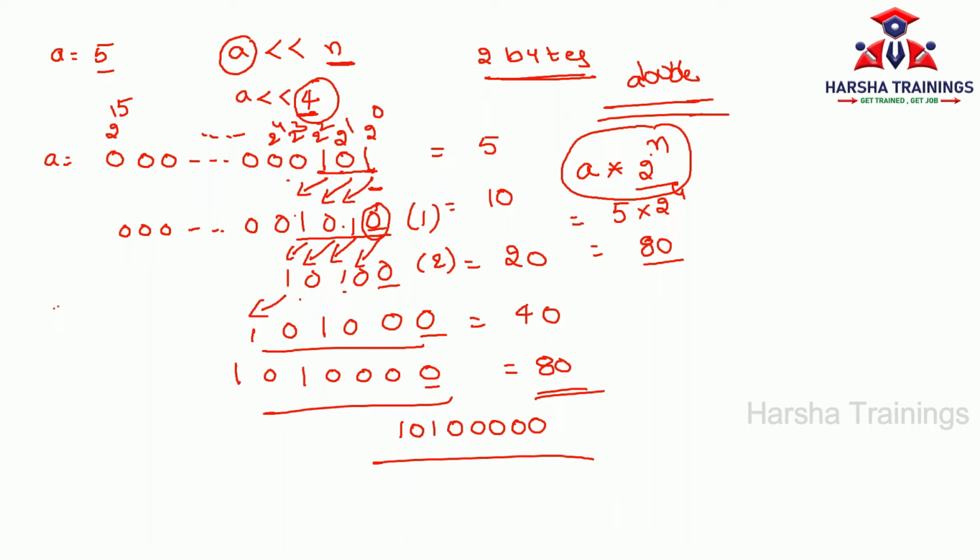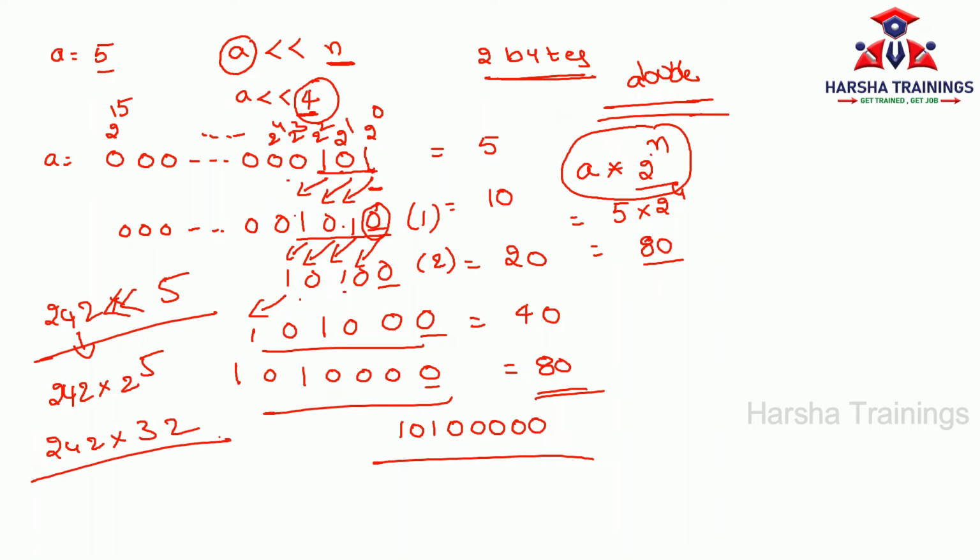So this is a simple example, it is very easy. For example, if my number is 242, left shift by 5 times. Then how do you do it? First thing, you have to convert 242 into binary, then write down 5 zeros, and then convert into decimal. It is a very time-consuming process. Instead of this, simply you can write 242 into 2 power 5. So 242 into 32, normal mathematical multiplication. The answer is very easy. So that is the concept.